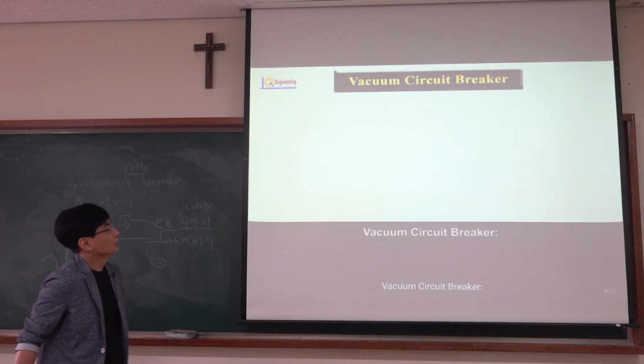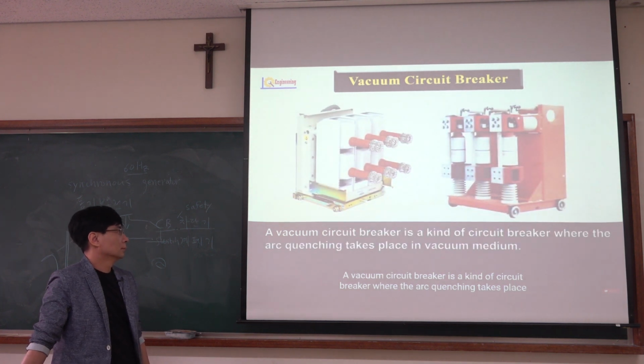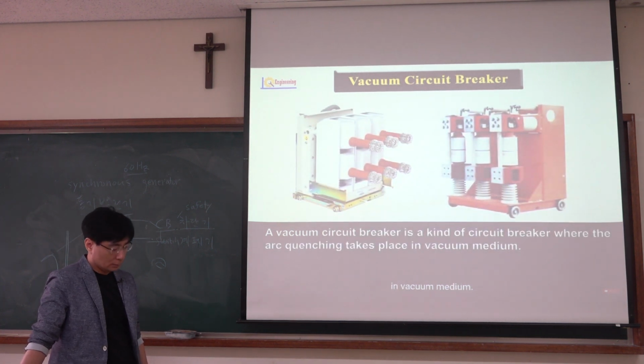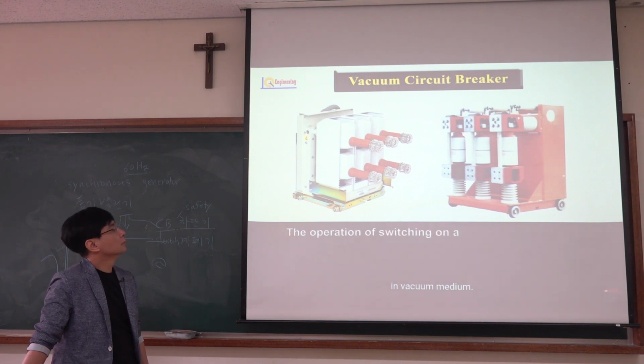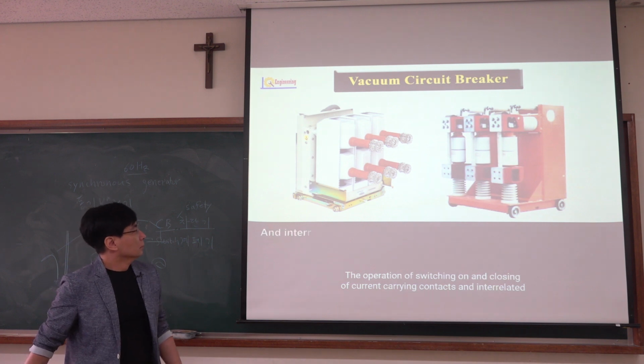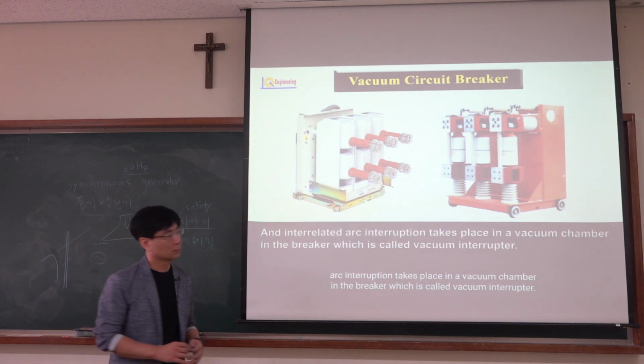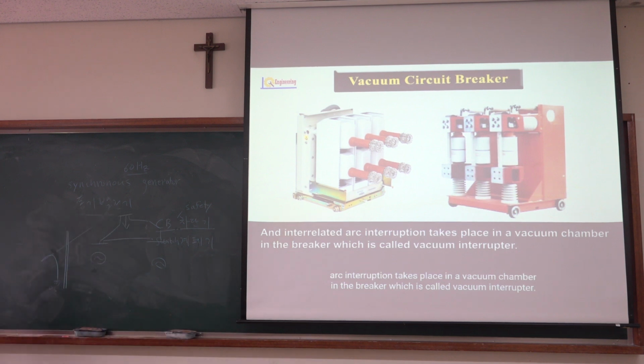Vacuum circuit breaker. A vacuum circuit breaker is a kind of circuit breaker where the arc quenching takes place in a vacuum medium. The operation of switching on and closing of current carrying contacts and interrelated arc interruption takes place in a vacuum chamber in the breaker, which is called vacuum interrupter.